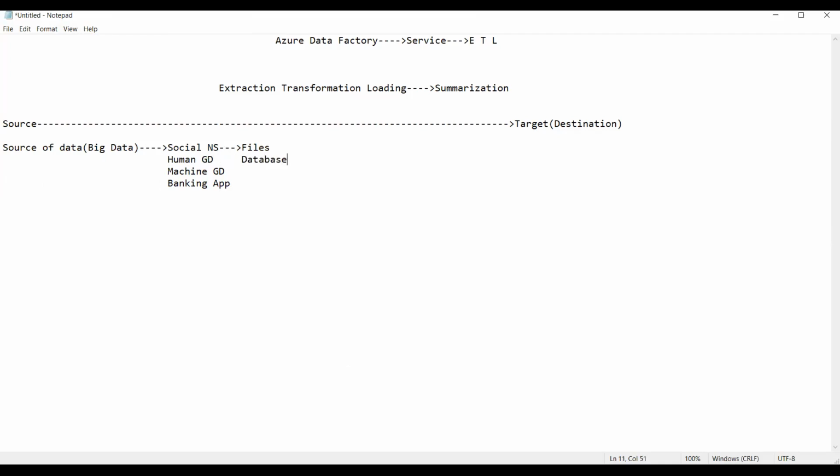So in the form of files, databases, or even when you go to the banking applications, we can also get live streaming data. That's it, guys. Live streaming data. So from these sources, the data is packed into the files, etc.